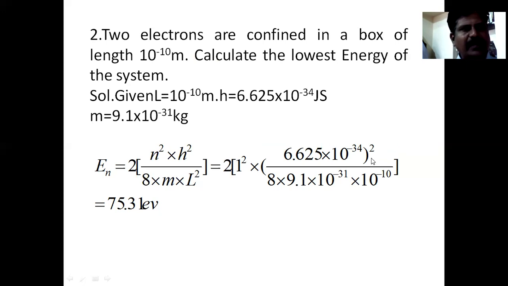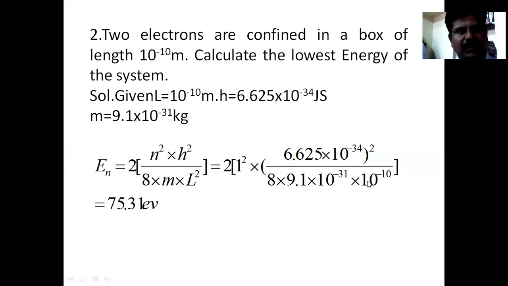So make it this square, 8 m L square. 8 is 8, m is 9.1, L square, 8 m L square. The value of your L, the length of that box, how much is it? It is 10 to the power minus 10. It should become whole square because 10 to the minus 10 meter is there. You make it square: 10 to the power minus 10 whole square.